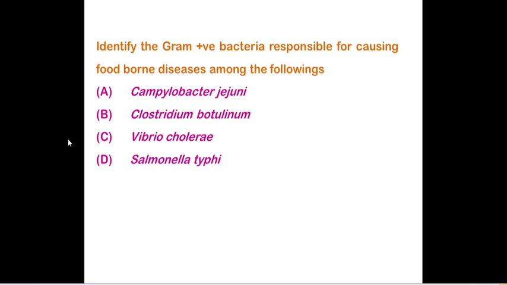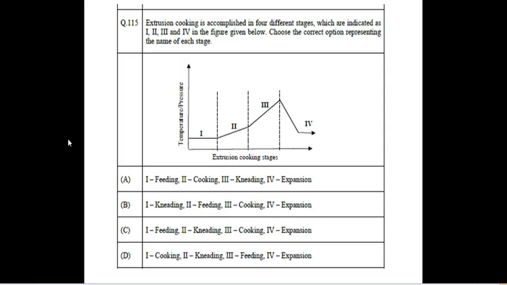Next is identify the gram-positive bacteria responsible for causing foodborne illness. So among the 5 bacteria that have been listed over here, Clostridium botulinum is a gram-positive bacterium, whereas Campylobacter jejuni, Vibrio cholerae, Salmonella typhi are considered gram-negative bacteria. Okay, the correct option is option B. Next, for this particular question, the correct answer is option B. First step is kneading, next is feeding, next is cooking, next is expansion. So, I'm not from a food tech background. If you want to change this option, you can do so in the comment section.